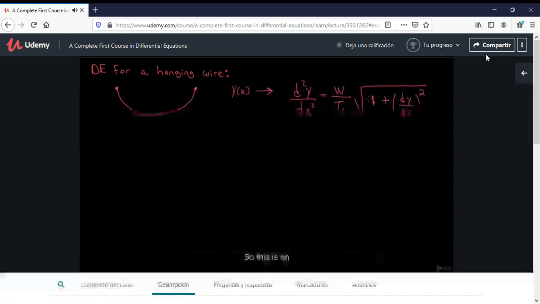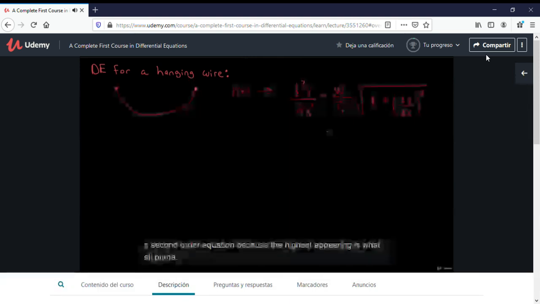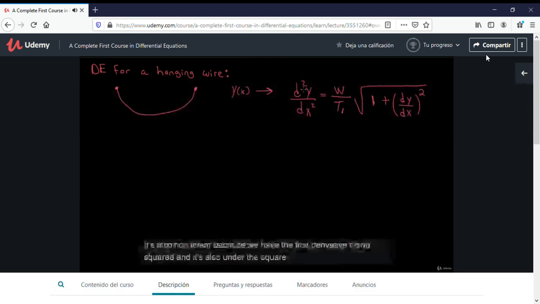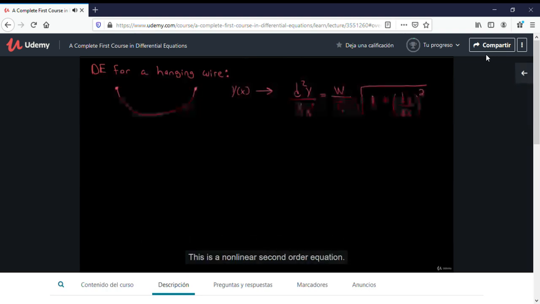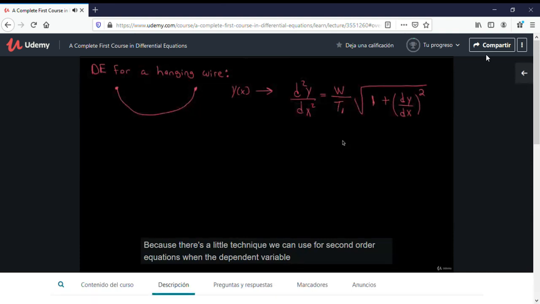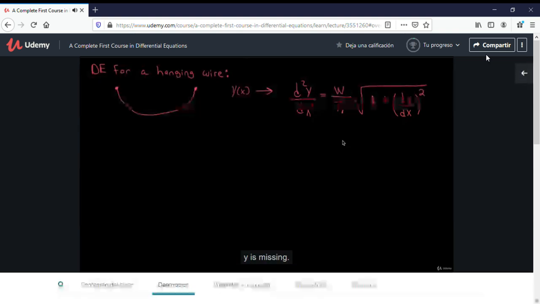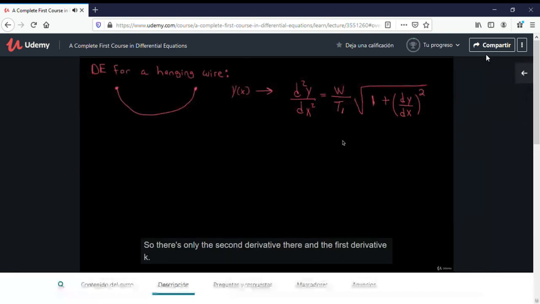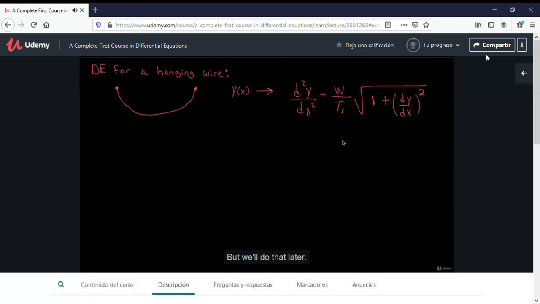Okay, so this is a second order equation because the highest derivative appearing is y double prime. And it's also nonlinear because we have the first derivative being squared and it's also under the square root. So this is a nonlinear second order equation, but it's actually not too difficult to solve because there's a little technique we can use for second order equations when the dependent variable y is missing. So there's only the second derivative there and the first derivative, okay? So we can actually solve it, but we'll do that later.